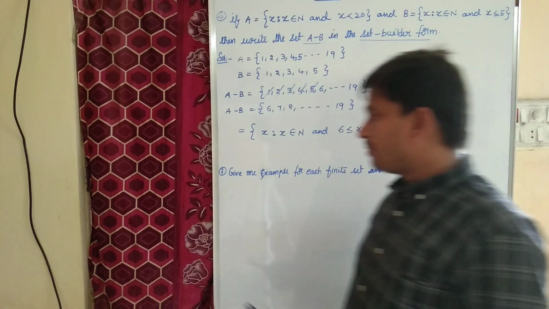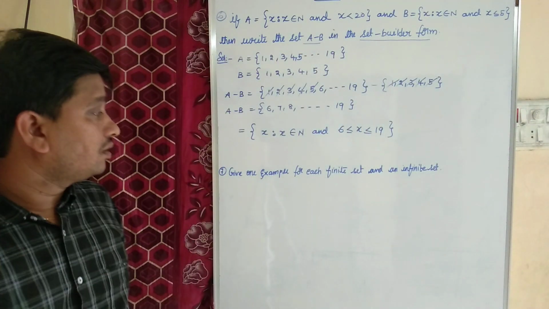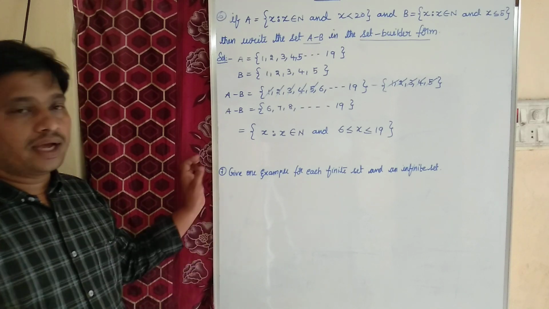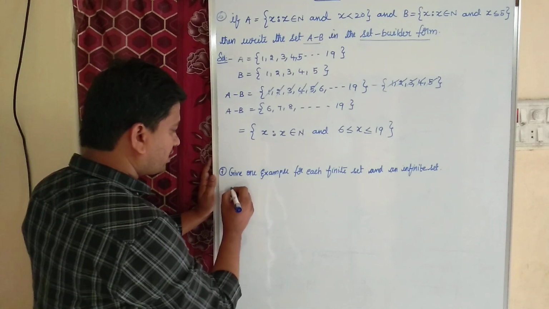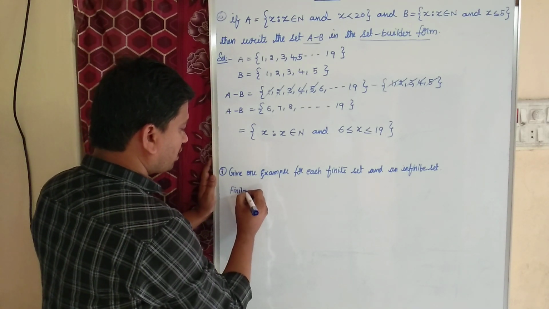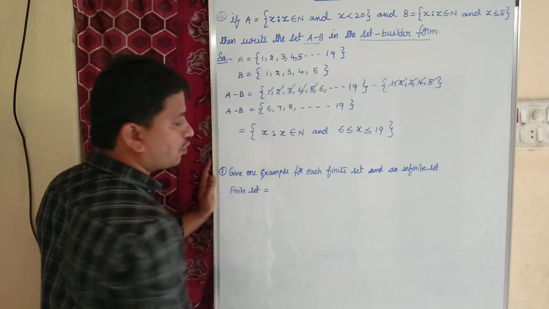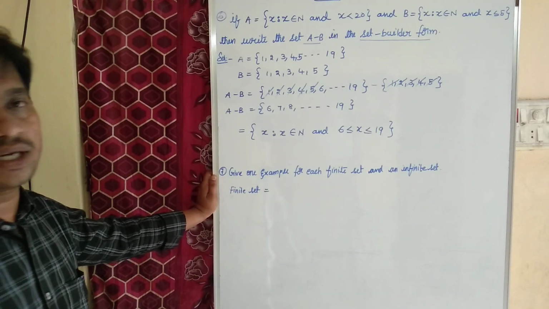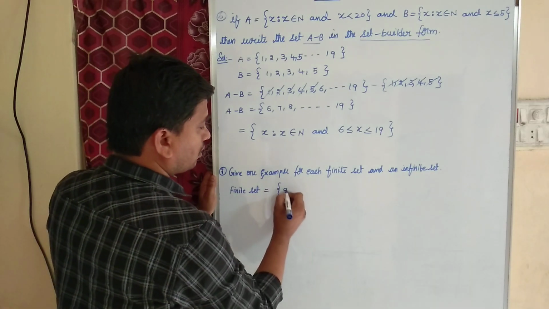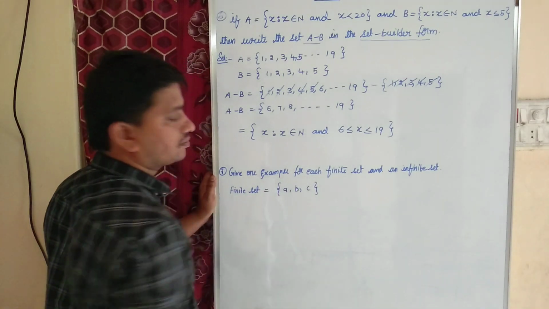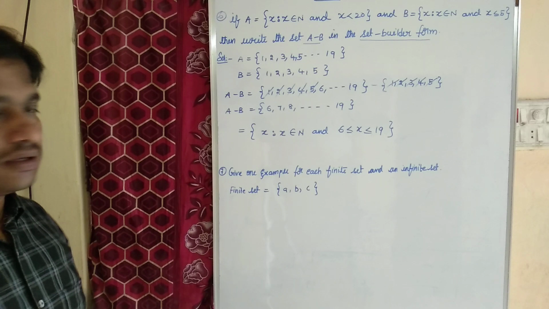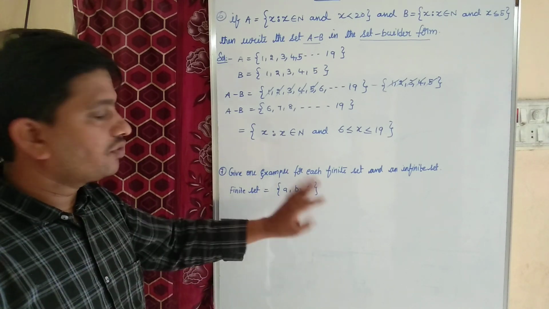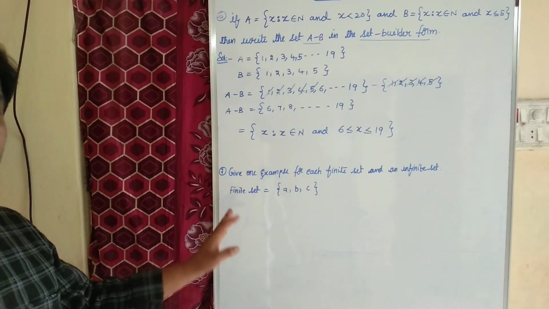Okay children, coming to the next question: give one example each for a finite set and an infinite set. What do you mean by a finite set? A finite set is nothing but a set where the number of elements is countable. For example, {A, B, C}. This is a finite set because here in the set we have 3 elements. So that is said to be a finite set.